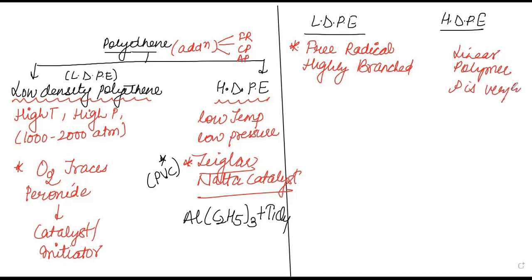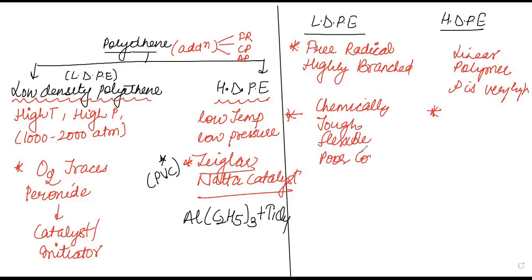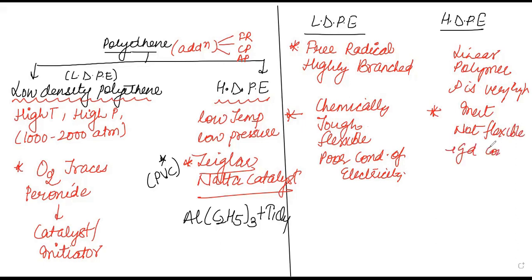Density is very high. Now it is chemically, write down, it is chemically tough, flexible, poor conductor of electricity. Okay, poor conductor of electricity. So if we are talking about HDPE, this is, you can say, inert. It is not flexible, fine, and it is having good conductor of electricity.